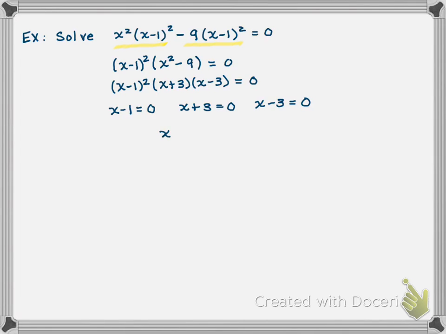So we get x equals 1, -3, and +3. And we don't have to worry about extraneous solutions or anything like that because there's no division or square roots in the original problem. So we have no possibility of having extraneous solutions. All good on that one?